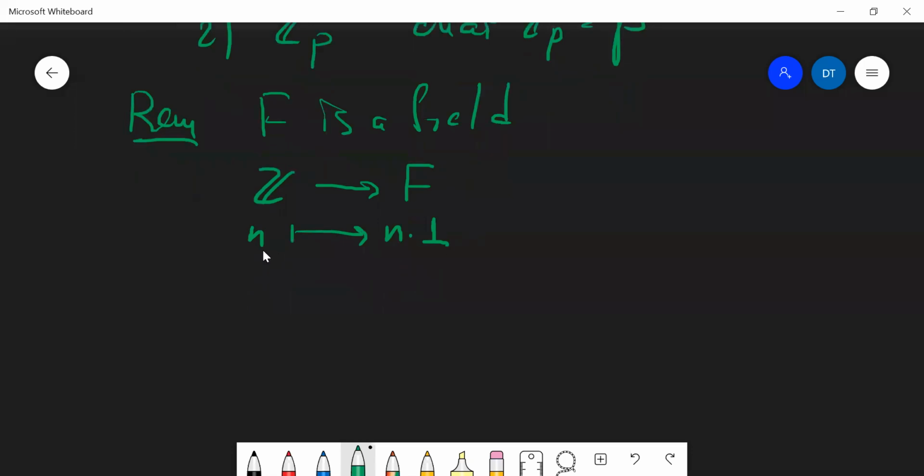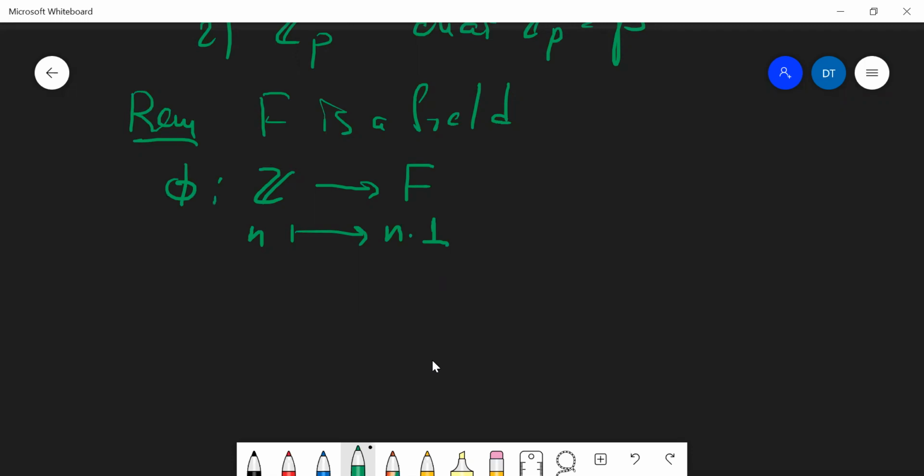Why is it unique? Well, if we take the element 1, which is the identity element of Z, it must go to the element 1 of the field F by the definition of a homomorphism. But then the element n is just a sum of n identities from Z. So it must go to the sum of n identities of F by the definition of a homomorphism. It must preserve the addition. So this is the only option for this homomorphism. And let me denote it by phi.